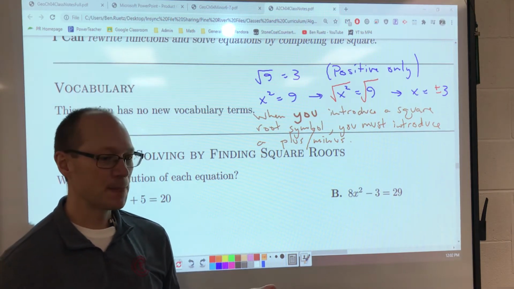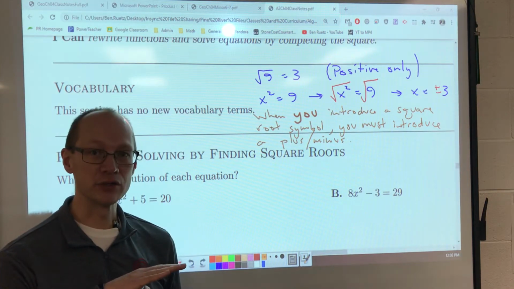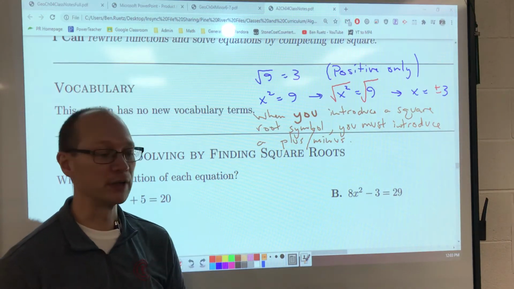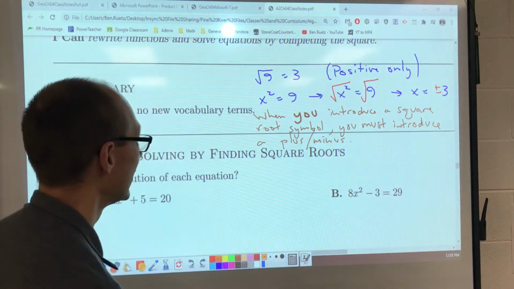On the test that I've already created, it says here are some equations, solve them however you want, whether it's factoring, completing the square, or quadratic formula. So this stuff works, so I want to present it to you and see if you like it.